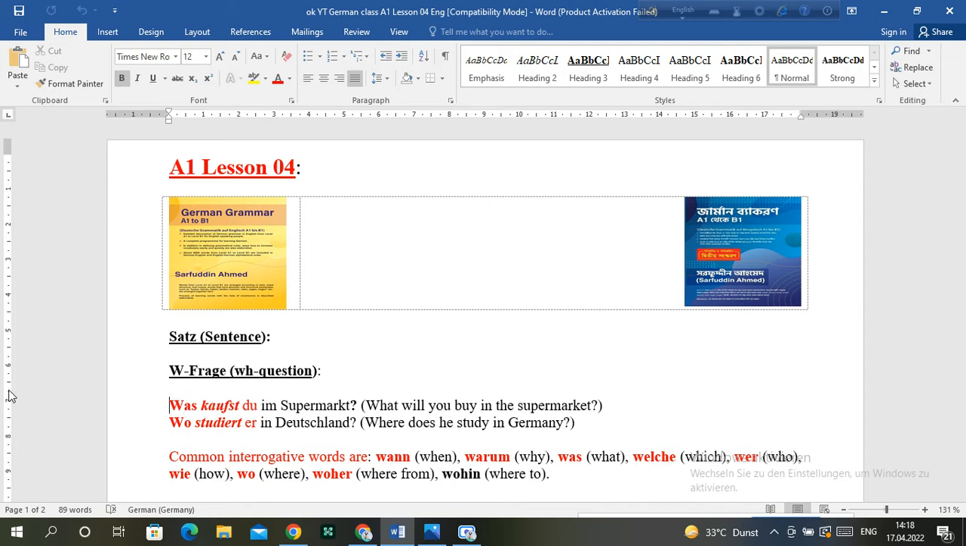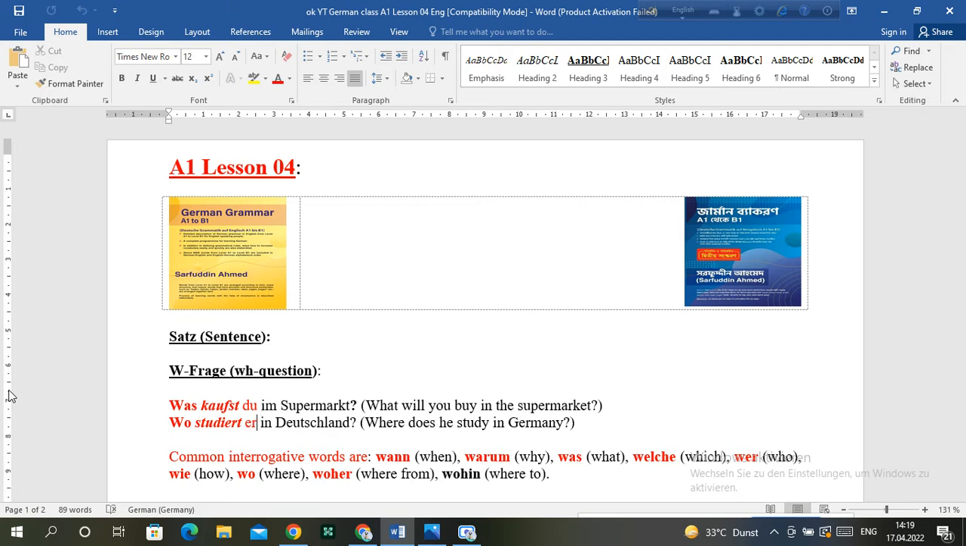Was kaufst du im Supermarkt? What will you buy in the supermarket? You can see in this sentence, right at the beginning, there is an interrogative word, namely was, and then comes the verb kaufst. These two positions are fixed. First, the interrogative word, and right after it is used the verb, and then comes the subject, but some other part can also be used here. And after that, the other parts are used.